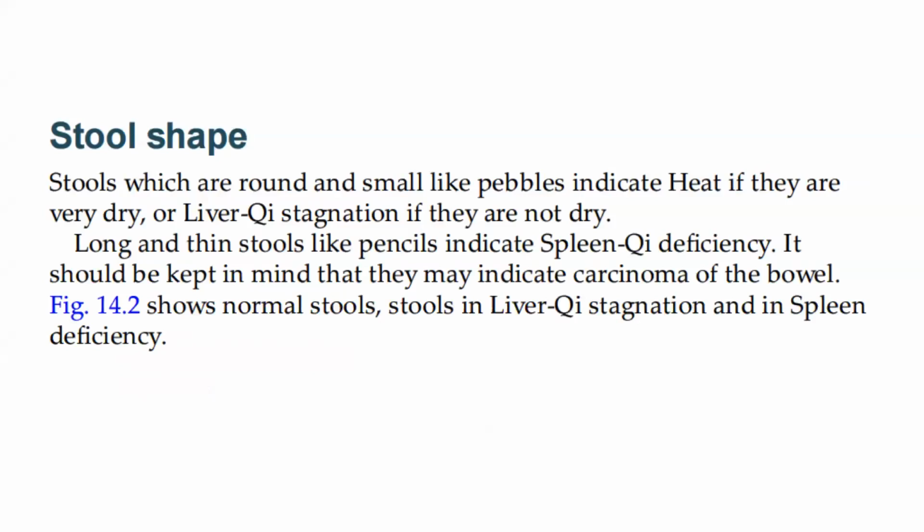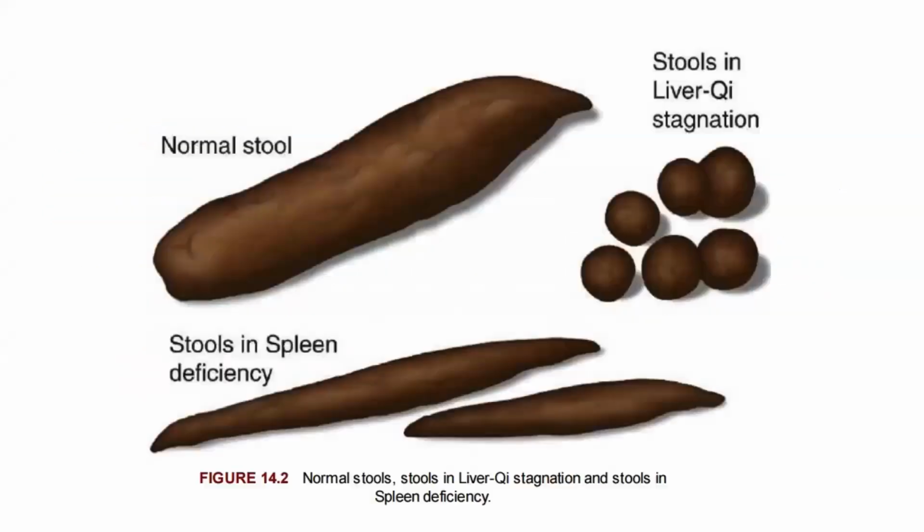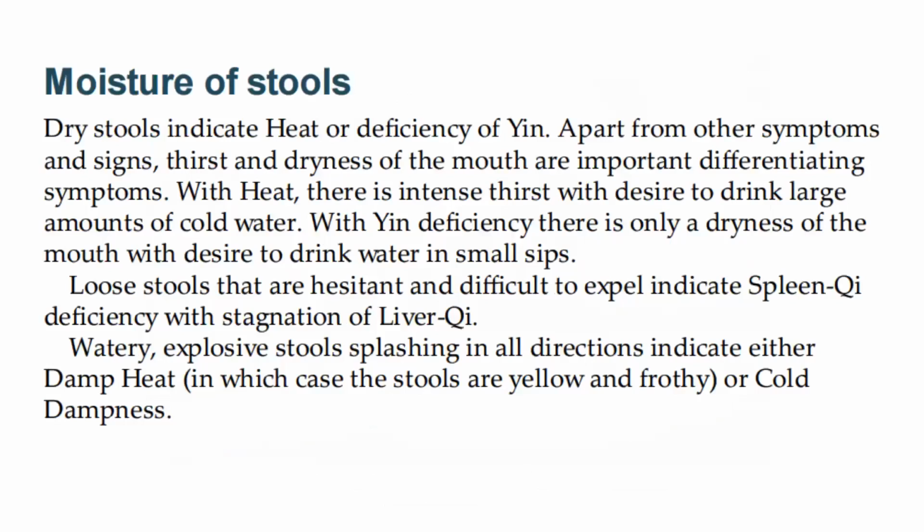Long and thin stools like pencils indicate spleen qi deficiency. It should be kept in mind that they may indicate carcinoma of the bowel. So we have here the normal stools illustration, stools in liver qi stagnation, and stools in spleen deficiency. Dry stools indicate heat or deficiency of yin. Apart from other symptoms and signs, thirst and dryness of the mouth are important differentiating symptoms. With heat, there is intense thirst with desire to drink large amounts of cold water. With yin deficiency, there is only a dryness of the mouth with desire to drink water in small sips.